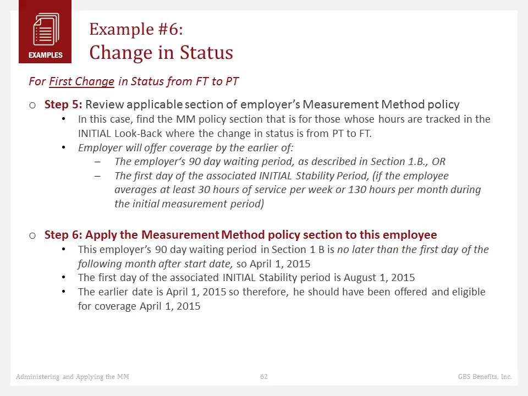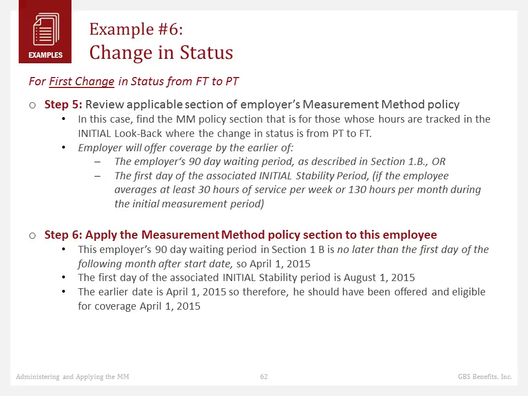Employer will offer coverage by the earlier of employer's 90-day waiting period as described in section 1B, or the first day of the associated initial stability period, assuming the employee averaged 130 hours per month during that initial measurement period. Okay, so that's the rule. That's what the measurement method policy says for this employer, and we actually turned to that and looked at it. And that's what you will need to do. You need to know what your measurement method policy says, and you need to turn to that because that's your rule book.